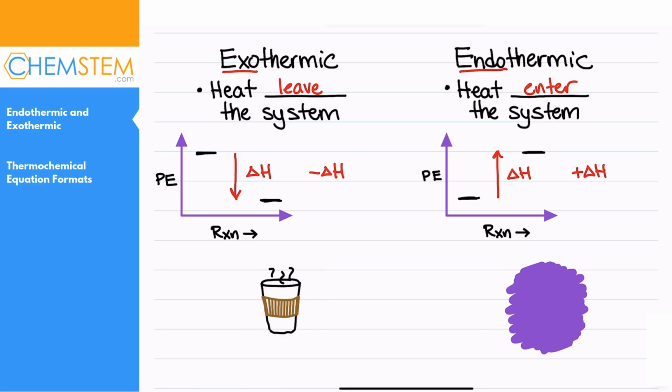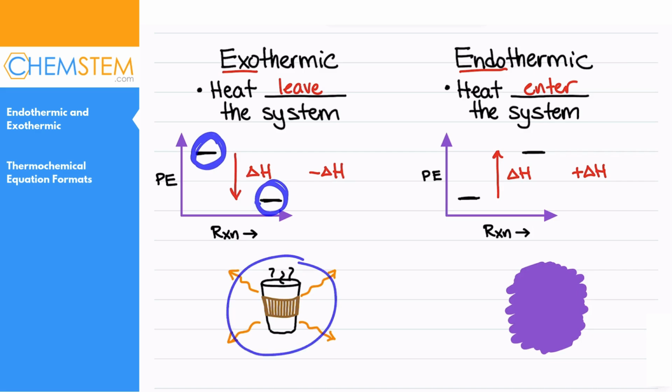Let's take a look at two examples. First one is hot coffee. If we have hot coffee, we want it to stay hot, but naturally, some of that energy is going to radiate from that hot coffee, and that's going to cause it to cool down. So the coffee had more energy, and then it's going to end up with less energy.